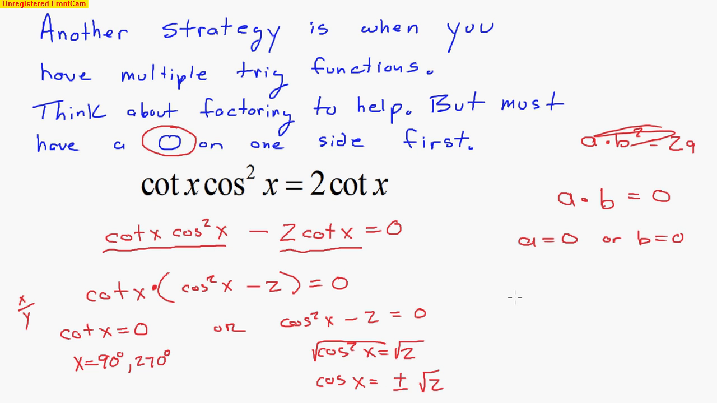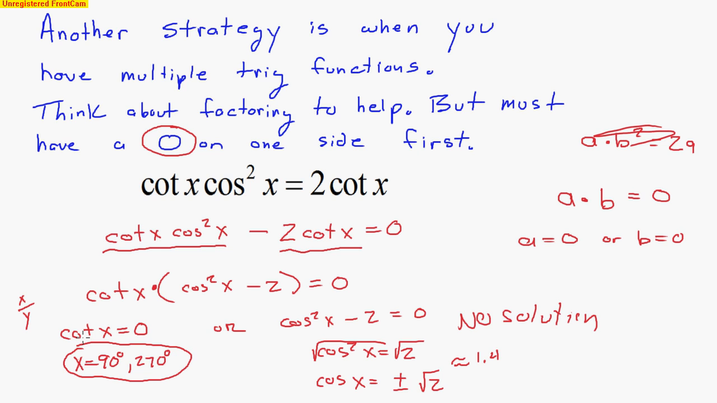Now here's the problem. The square root of 2 is approximately 1.4. Well, wait a minute. A cosine value cannot be positive 1.4. That's bigger than 1. Nor can it be less than negative 1.4 because that's smaller than negative 1. So it appears that this part of the equation has no solutions. So, lo and behold, the only two solutions I have were the 90 degrees and the 270 degrees.